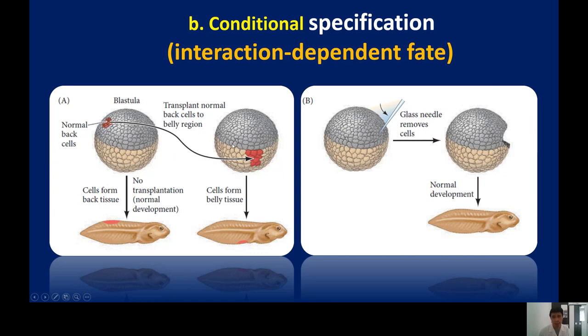Then when we remove such back cells, for example, using the glass needle, when it is removed like this, there is no problem because there will be other cells that will undergo such a specification to be the back cells. It means that in the conditional specification, the specific fate of such cells will be determined based on its locations and its interactions with other cells.